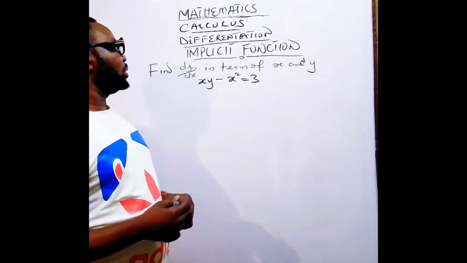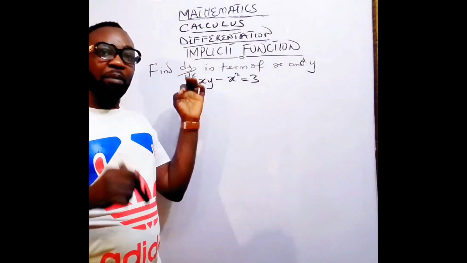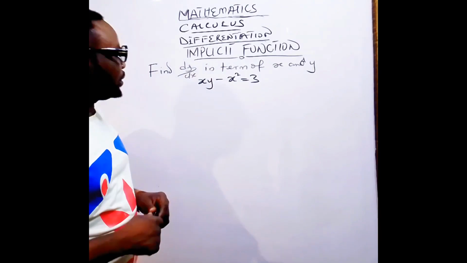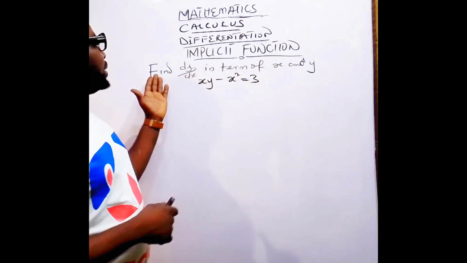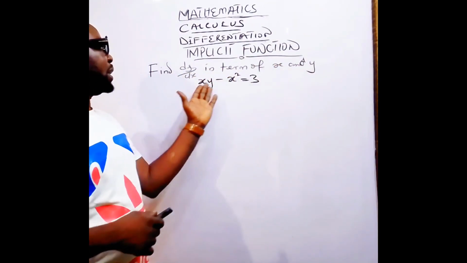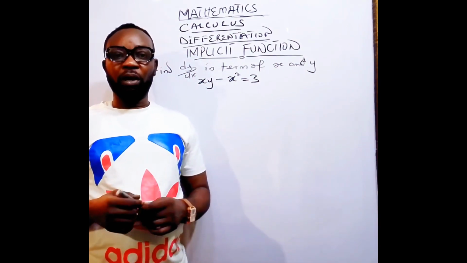I have a question here under differentiation, which is strictly on implicit function or indirect forms of differentiation, where we are going to differentiate in terms of x and y. The question says, find dy/dx in terms of x and y: xy minus x squared equal to 3. How do we go about this?